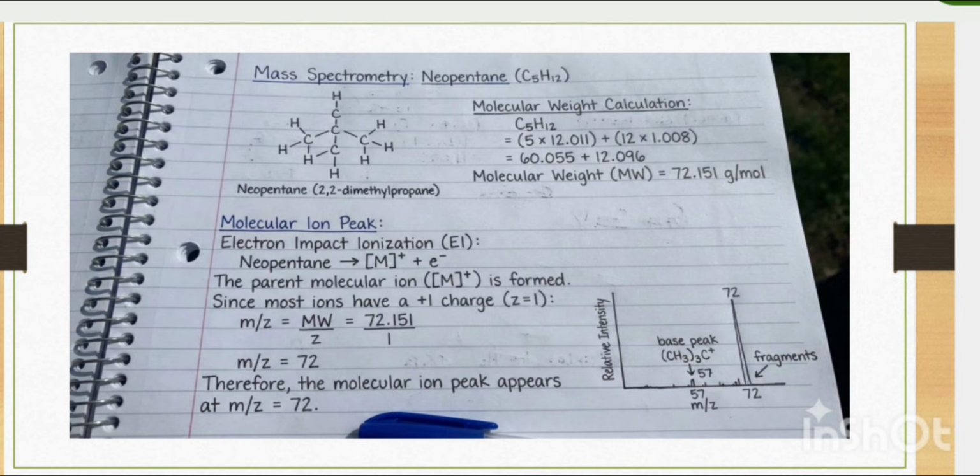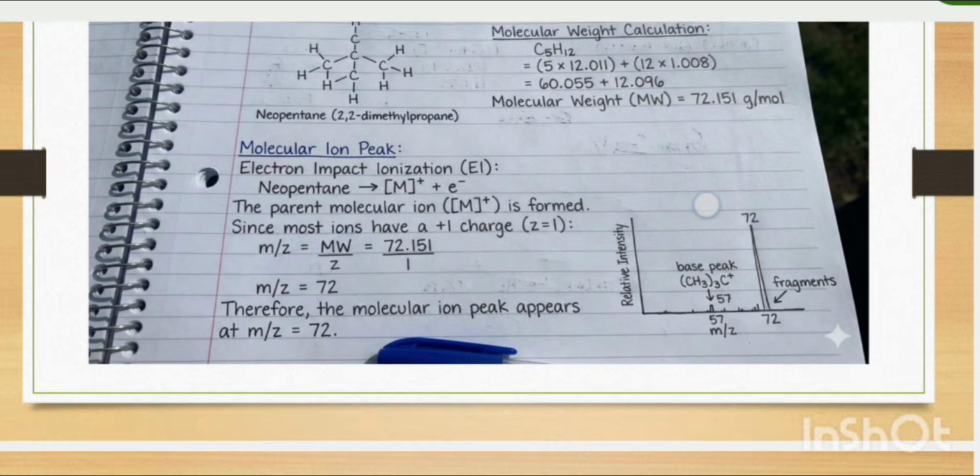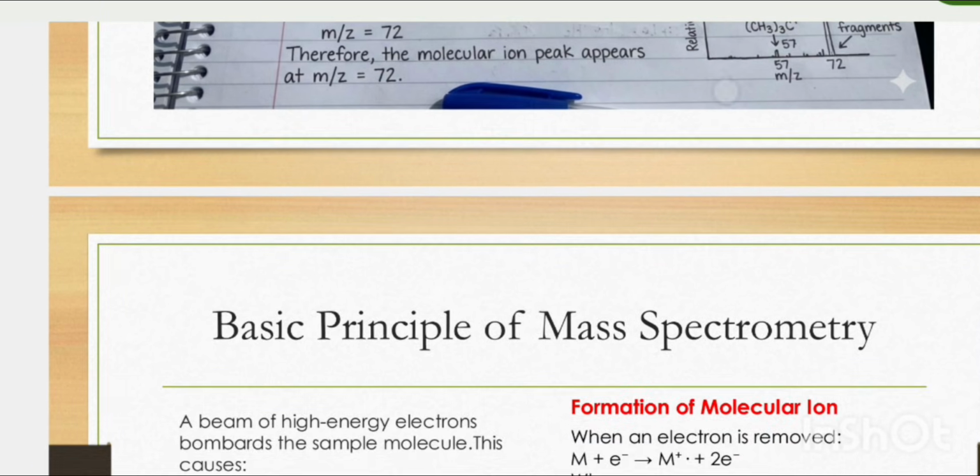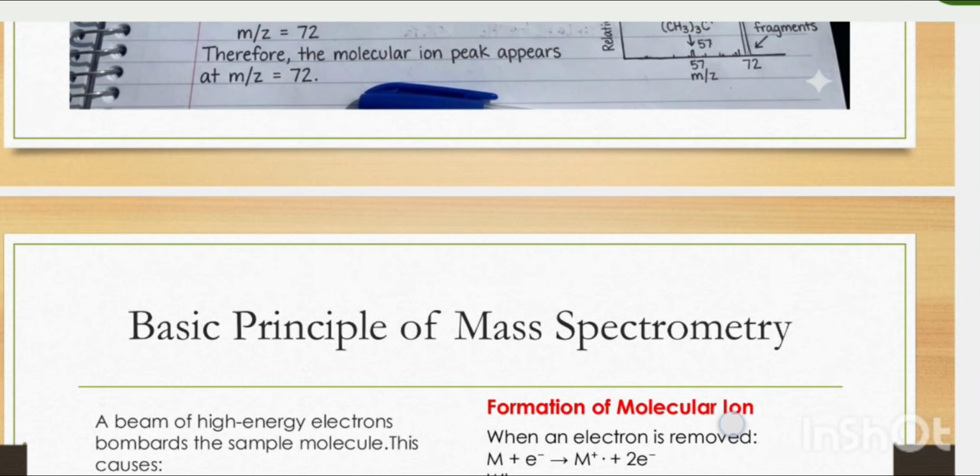In mass spectrometry, most molecular ions carry a single positive charge, which means z equals 1. Therefore, m by z equals 72 divided by 1, which is 72. Hence, the molecular ion peak of neopentane appears at an m by z ratio equal to 72. This peak helps us determine the molecular mass of the compound.